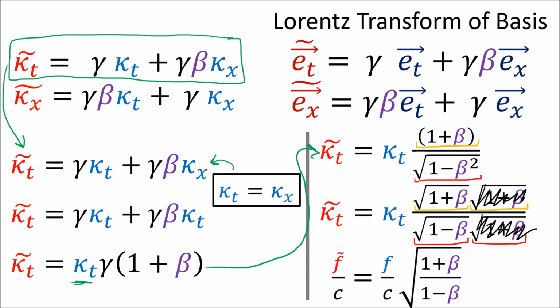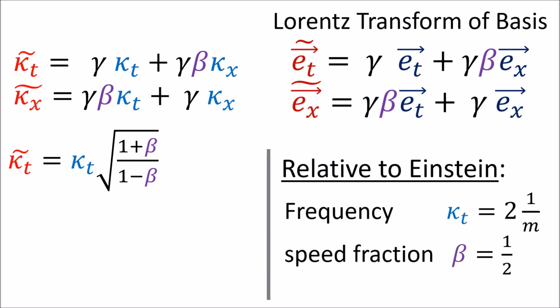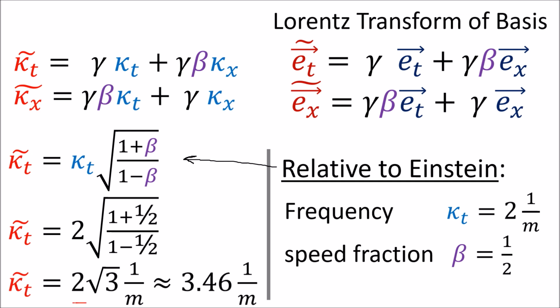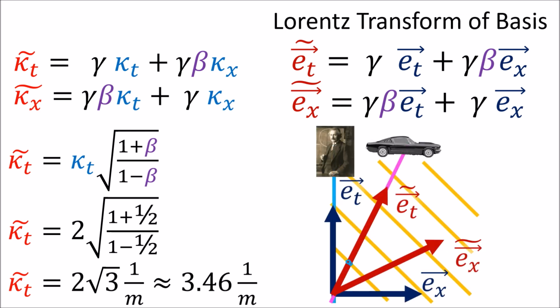So we can see that the conversion factor between the car's time wave number and Einstein's time wave number is the square root of 1 plus beta over 1 minus beta. This also applies to the conversion between frequencies, since the time wave number is just the frequency over c. If we plug in 2 for Einstein's time wave number and 1/2 for beta, we see that the time wave number measured by the car is 2 times the square root of 3, or about 3.5, which matches our diagram.